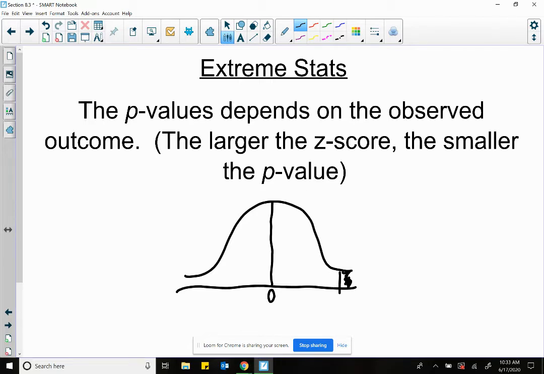And vice versa. The closer you are to zero, the less extreme, the larger the p-value. So it's kind of like a sliding scale there. The larger your z-score gets, the smaller the p-value gets. And vice versa. The smaller the z-score, the more area, or the larger the p-value you have to cover.